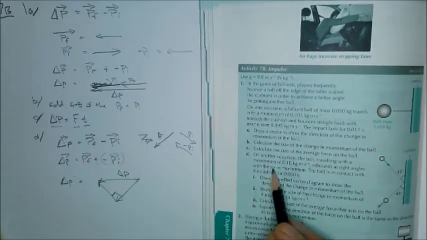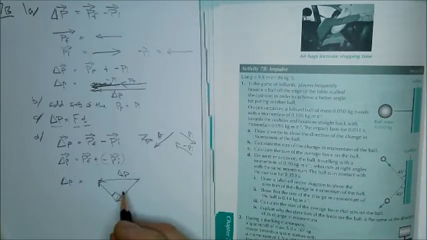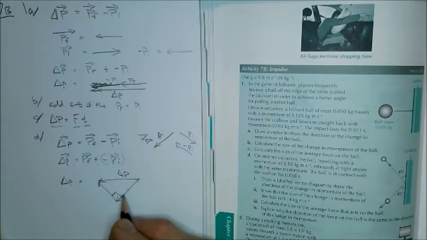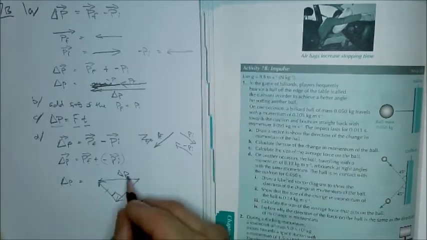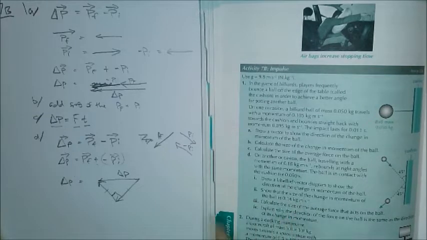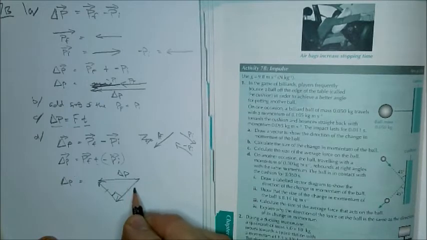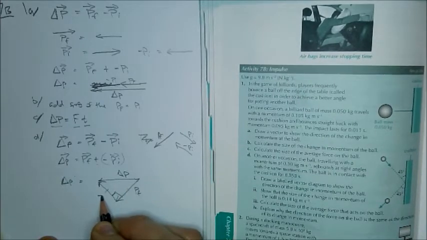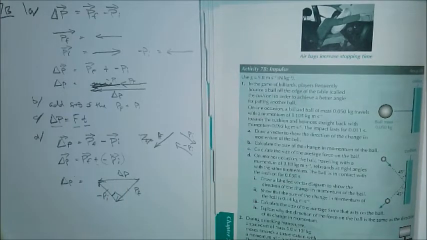Note here it's with the same momentum. So delta P, this is the same size. These side lengths are the same. And so we've done our labeled vector diagram. This is PF negative PI.